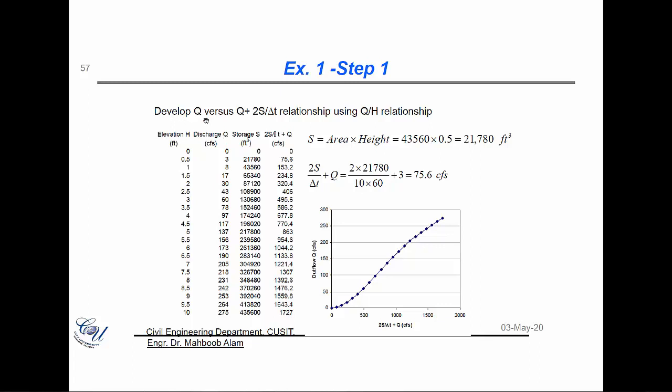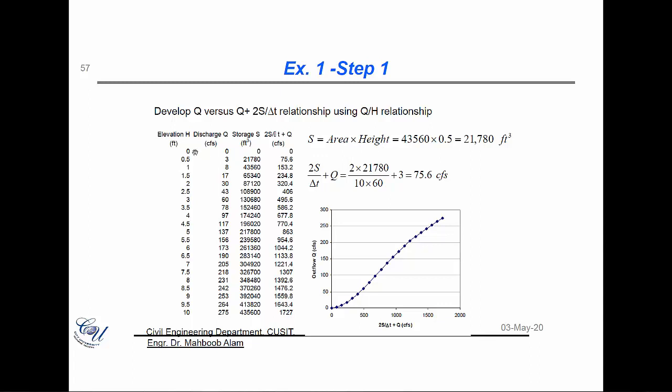that we develop the discharge versus Q plus 2S by delta T relationship, using the Q by H relationship which is given to us. So you see, these values are given to us. The elevation associated with it, the discharge is also given to us. Fine. This thing is known to us. Now, if this thing is known, then I can calculate the storage. And how can I calculate the storage? I can simply calculate the storage multiplying the area with the height.